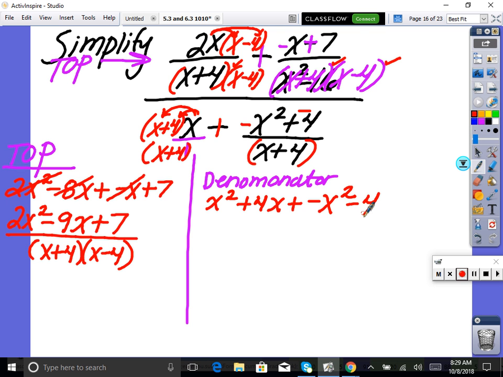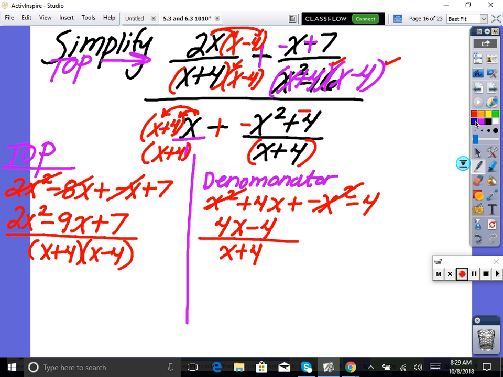So then combine like terms in the numerator. X squared minus x squared is gone. So we have on top 4x minus 4, and that's all over the common denominator of x plus 4. This is in the numerator, this is in the denominator. Is everybody good? So now you'd say, great, I have one fraction.